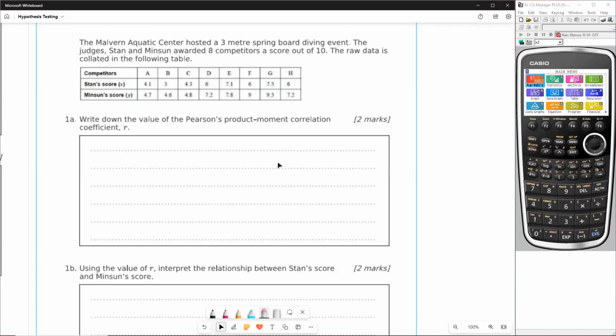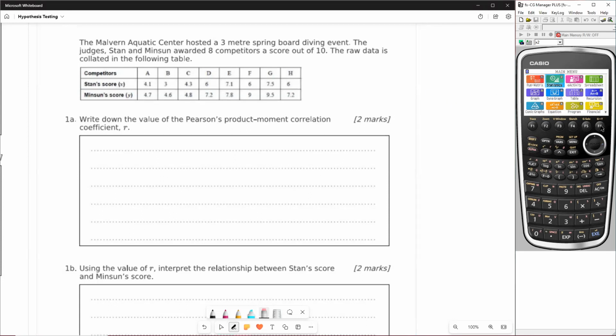The Malvern Aquatic Center hosted a 3-meter springboard diving event. The judges, Stan and Minsoon, awarded 8 competitors a score out of 10. The raw data is collected in the following table. Write down the value of the Pearson's product moment correlation coefficient.